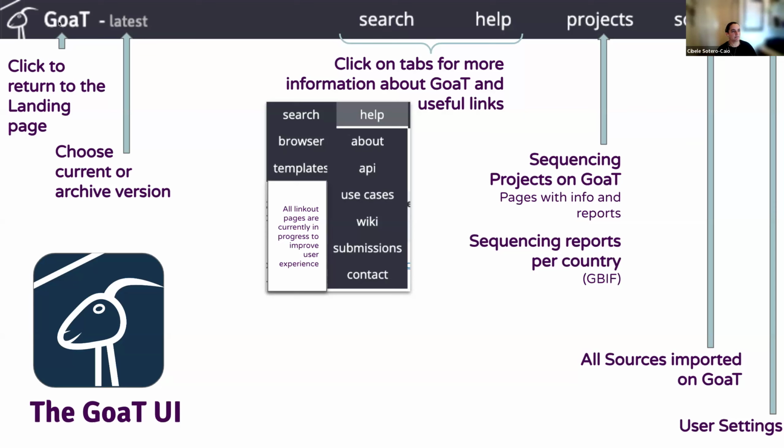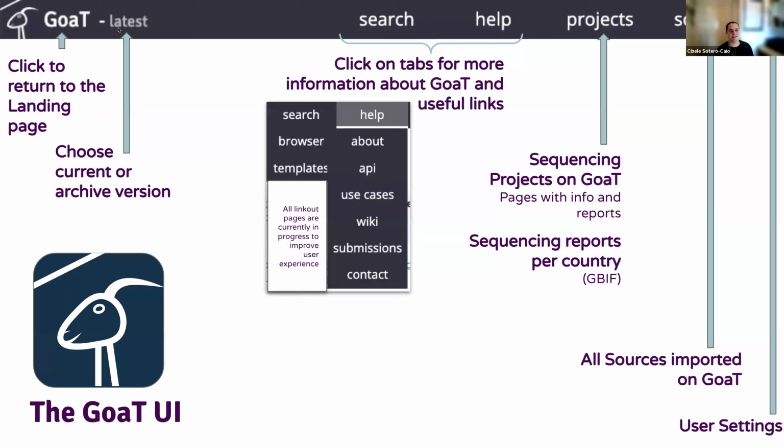So here's the magic button. Anytime that GOAT stops working or there is weird stuff happening, or it froze, you click here and you go back to the landing page. So you get a new search box where you can type stuff from zero.